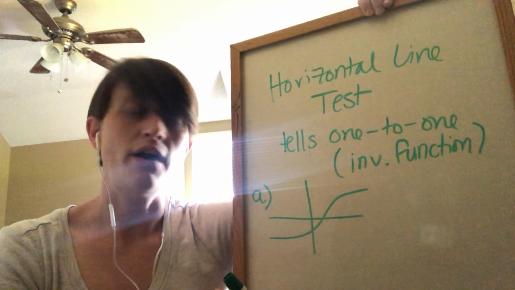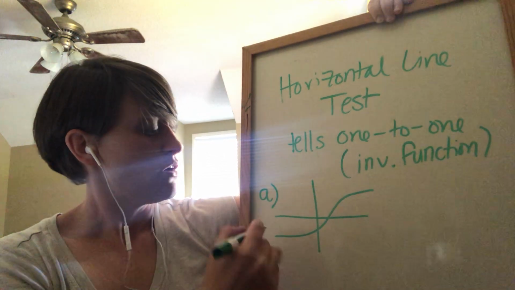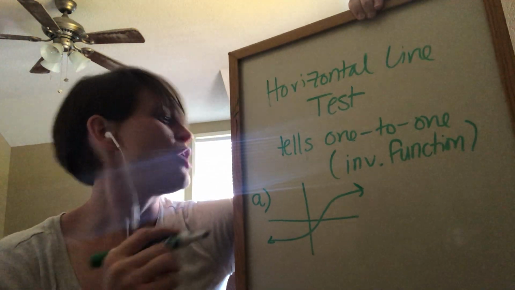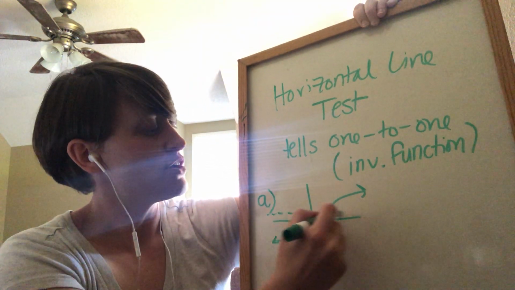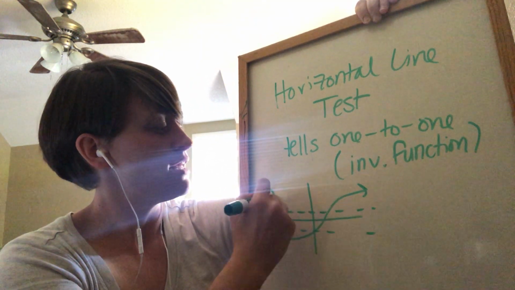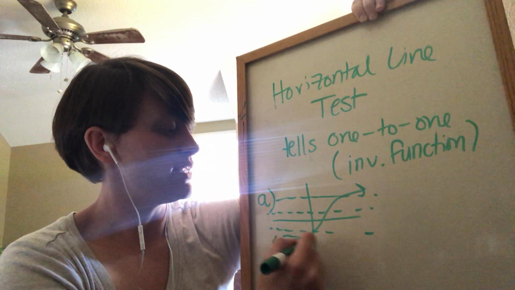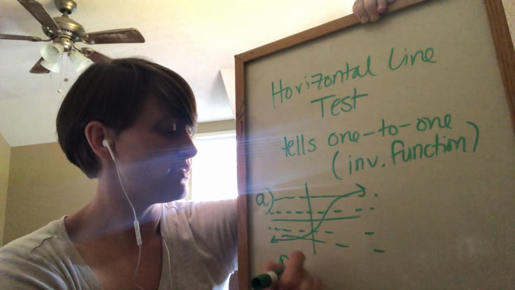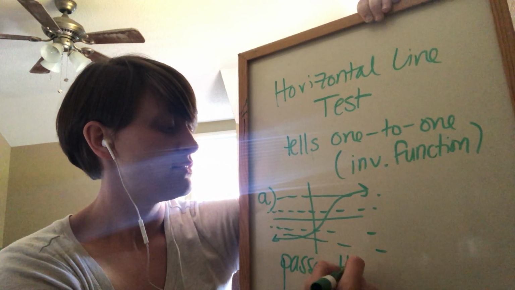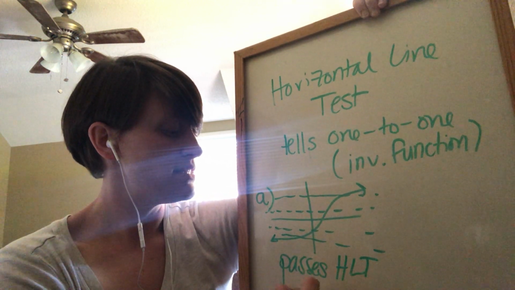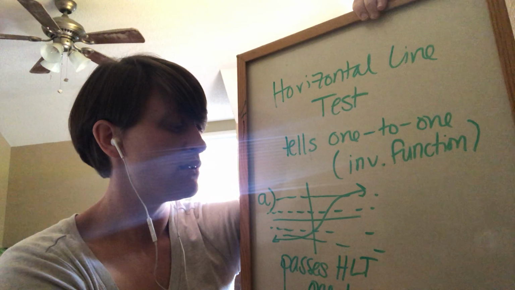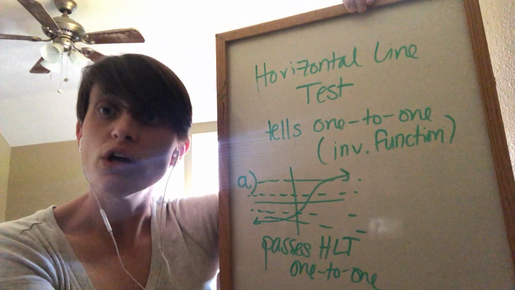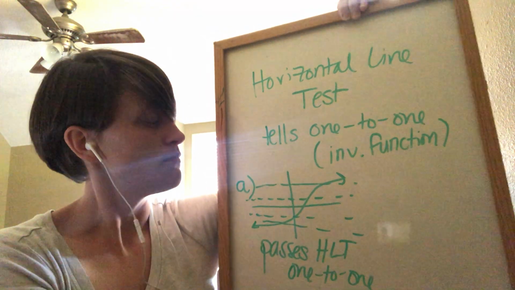So if we look at this graph, for instance, we're assuming this thing slowly grows and slowly decreases over here. We can't draw a horizontal line that is going to intersect this graph in more than one point, right? So this thing passes the horizontal line test, which means it is 1 to 1. Which means if we were to find its inverse, it would also be a function.